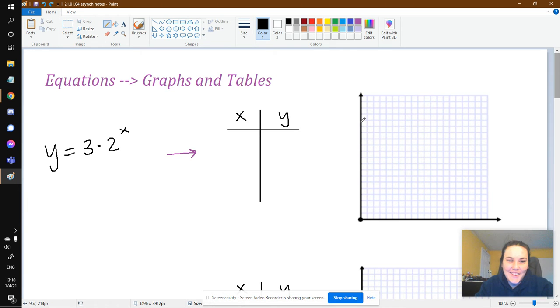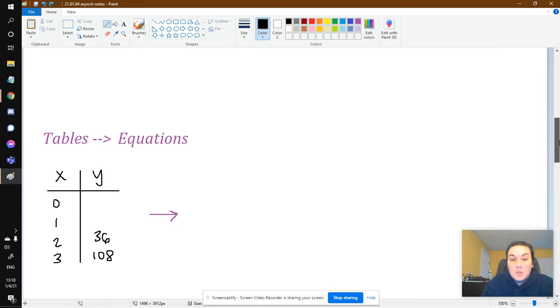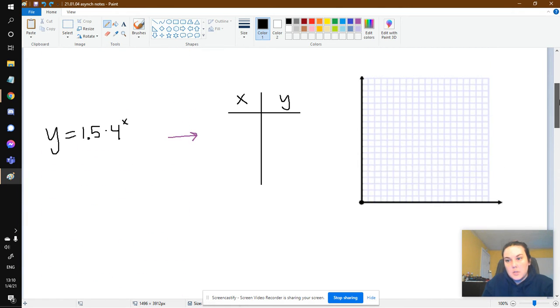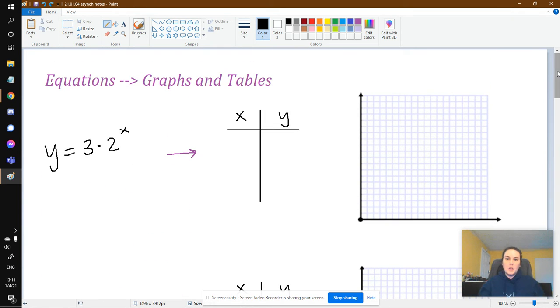Back at it again. Today, the assignment for the asynchronous class is turning equations into graphs and tables, and turning tables into equations for exponential functions, right? As we talked about in class, and as is on the notes for class today, an exponential equation looks like a number times another number to the power of x, right? And we're going to talk about how to read those and turn them into graphs and tables, as well as make them from a table.